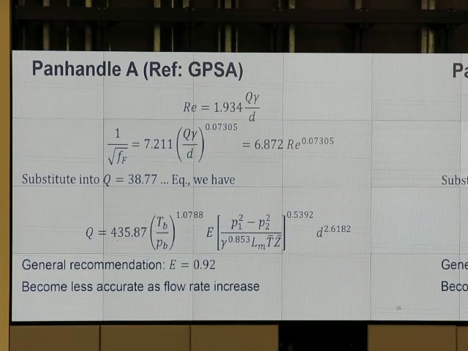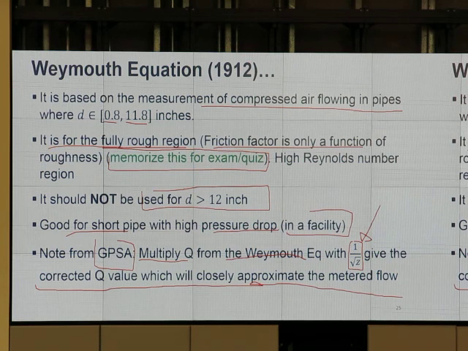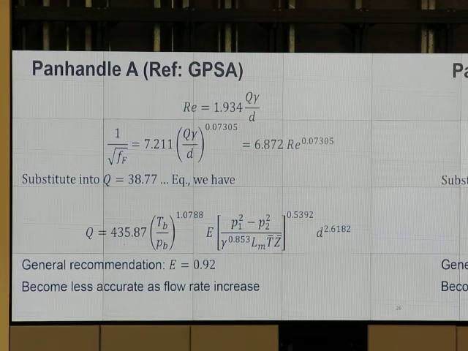Next one is Panhandle. Yes? So you say it's for short pipe and the length is in miles? Yes, the length is in miles. High Reynolds number. For example, if I go from the test separator to the tank battery, I should still use the Weymouth equation. It's small diameter. Long pipe means cross-country pipeline. In a cross-country pipeline, big diameter, delivering a lot, we use the Panhandle equation. We have Panhandle A and Panhandle B.